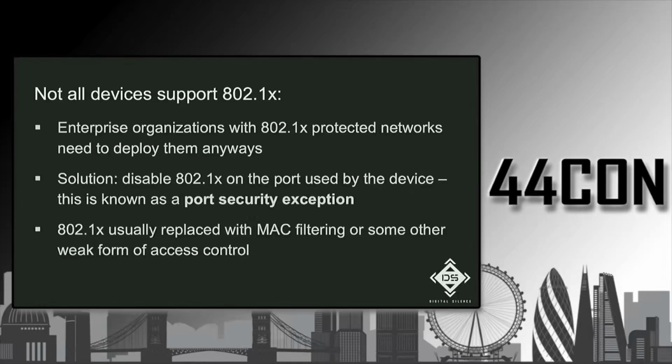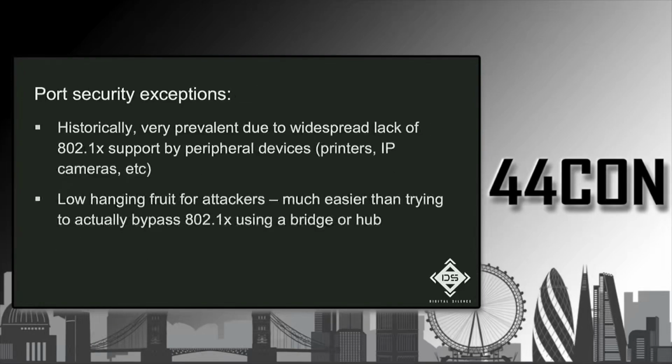So when this happens, you don't always have the option to just not deploy this device. You still need to hook it up to the network somehow. So when this happens, you have to create what's known as a port security exception. Essentially, with a port security exception, you're changing your typical port security policies. What this usually means is that you're disabling 802.1x on the port used by this device, and usually replacing it with MAC filtering or some other weak form of access control.